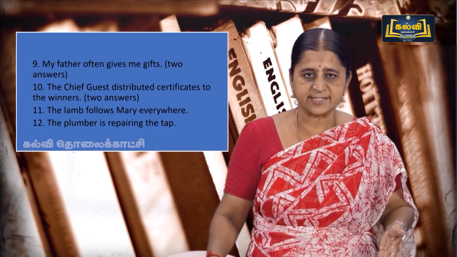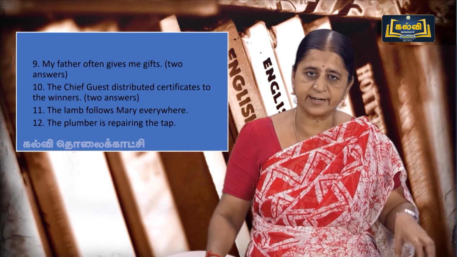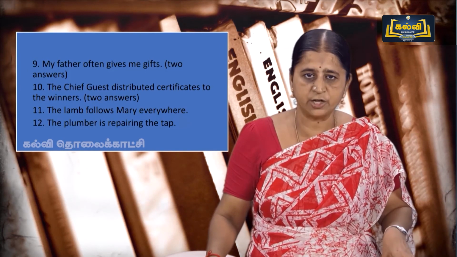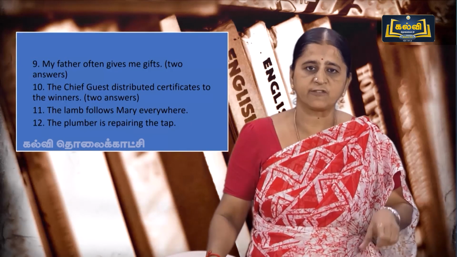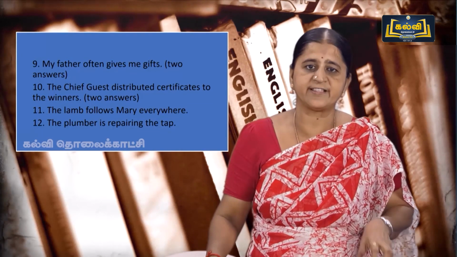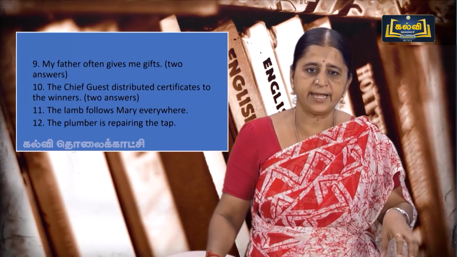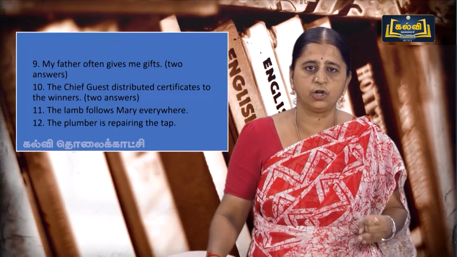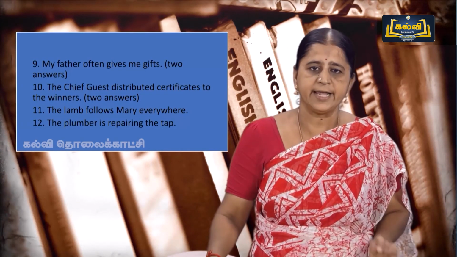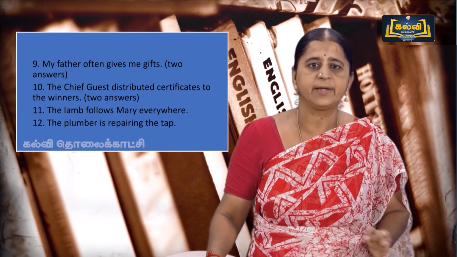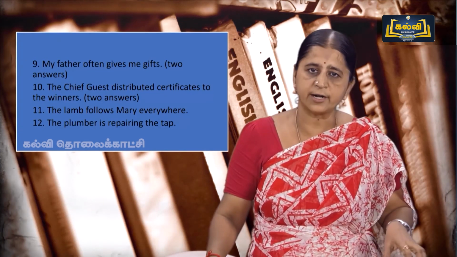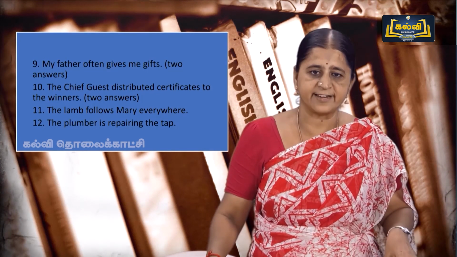So இப்போ நம்ம passiveல Maryங்கிறத subjectா எடுத்துப்போம். So Mary singular, so is, because follows is of the simple present tense. So Mary is followed. So Mary is followed by the lamb everywhere. So that is your answer. Look at the next sentence.